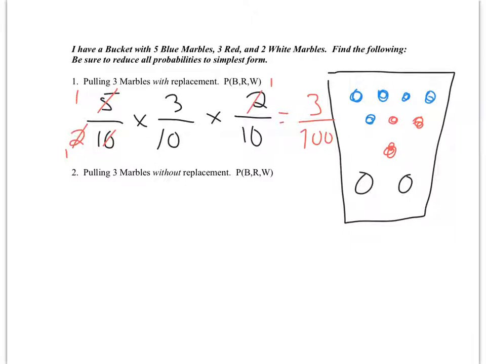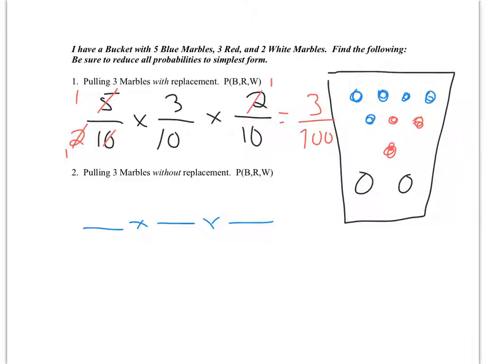I want to know now what's the probability of doing the same thing, getting a blue, a red, and a white marble in that order, but this time without replacement. In other words, I'm not going to put the marble back in the bucket after I pulled it out. We call this dependent probability. Okay, so I'm going to have 3 events once again. First thing, it starts the same way. I want to get a blue marble.